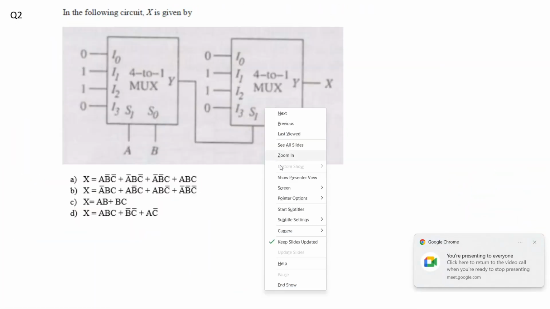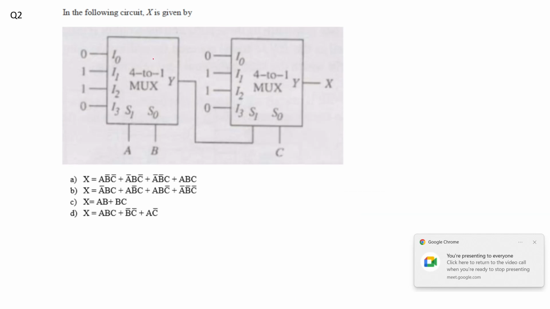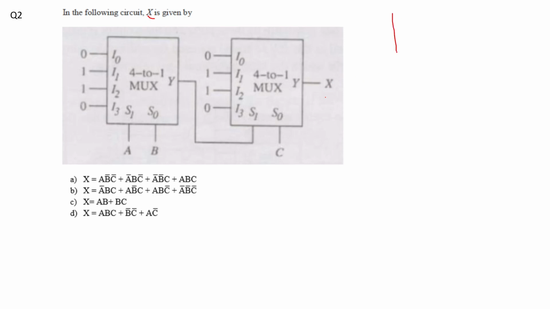In question number 2, we have two 4:1 mux connected to each other, and we are required to find the output X, that is here. Before we proceed to the question, let me just draw a 4:1 mux here. A 4:1 mux will have how many select lines? Two select lines, that is S1 and S0, and here I'll have inputs I0, I1, I2 and I3, and the output will be here.